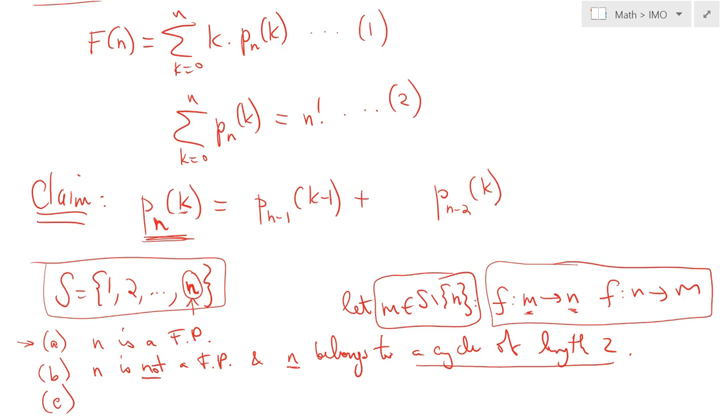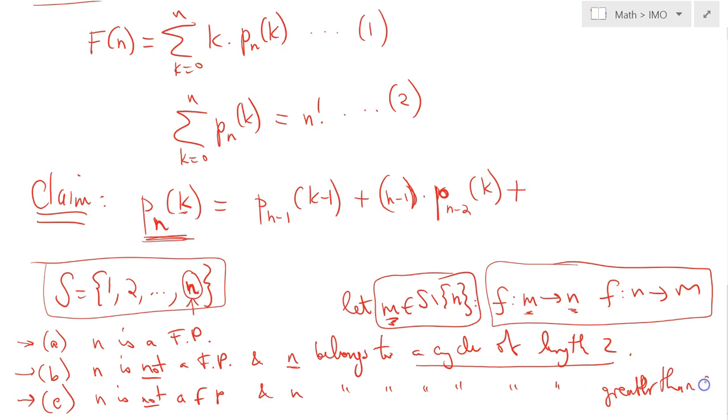But then there are n minus 1 ways of choosing this m randomly from the set S minus n. So n minus 1 times P sub n minus 2 of k, and finally plus, okay, the last situation is that n is again not a fixed point, and n belongs to a cycle of length greater than 2. So a cycle of length, say, 3.